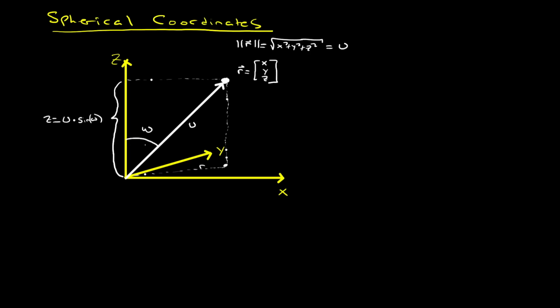From basic trigonometry, sine of w is this distance right here divided by u. So z is going to be equal to u times sine of w. This also means for us that r, which is the distance in the xy plane out to this point right here, is going to be equal to u times cosine of this angle w.